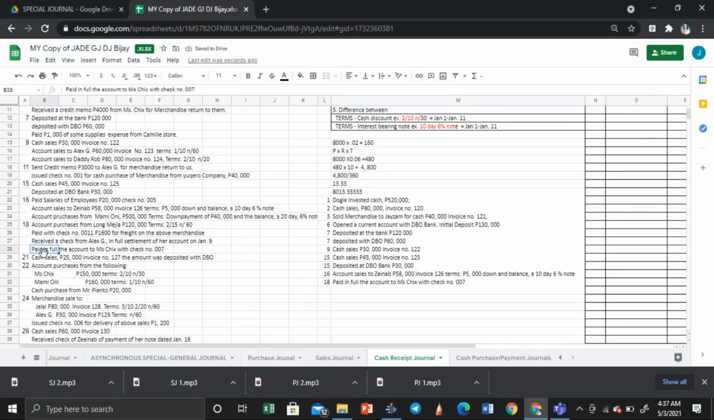How about this one? Paid in full the account to Miss Chicks with check number 007. May payment tayo kay Miss Chicks. Full payment, pero ito ay all about purchase natin to Miss Chicks, so not included.